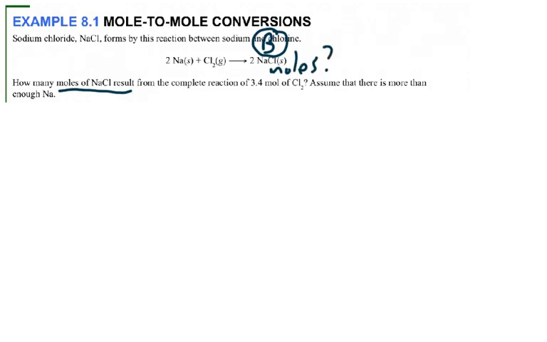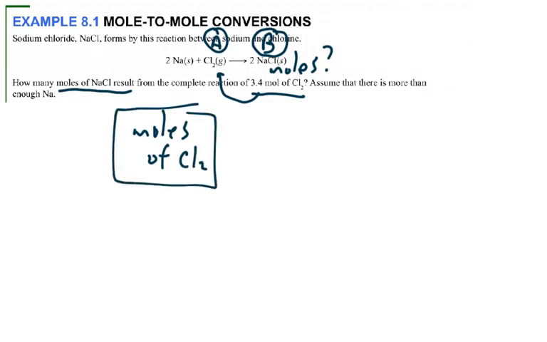Now, what is given to us in this question? According to this, we have 3.4 moles of chlorine. So let's label chlorine here with the letter A. And we have 3.4 moles of it. To solve this, here's what you do. You get the moles of the given, which is chlorine. Okay, we'll call that moles of A. So you go 3.4 moles of chlorine.